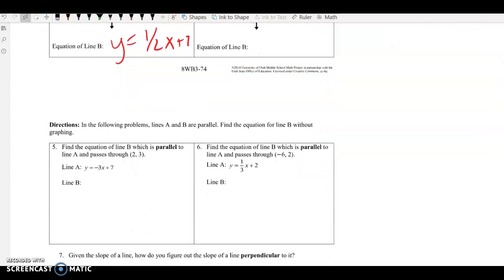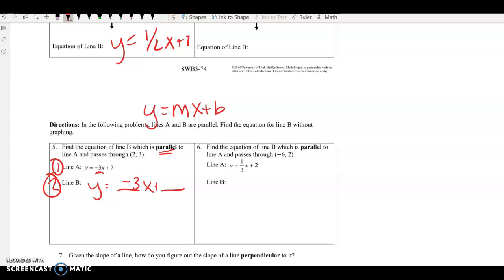It says, in the following problems, lines A and B are parallel. Find the equation for line B without graphing. Well, let's talk slope-intercept form, right? We know slope-intercept form is y equals mx plus b. We have line A and line B, and they tell me that they are parallel lines. So I'm trying to find my slope and my y-intercept of line B. Well, again, parallel means they're going to have the same slope. So line A, my slope was -3. That means line B, my slope is -3.